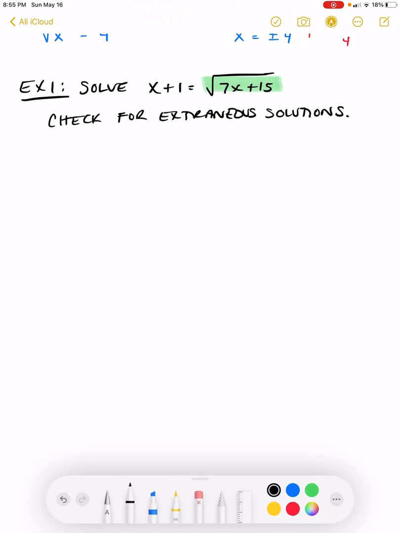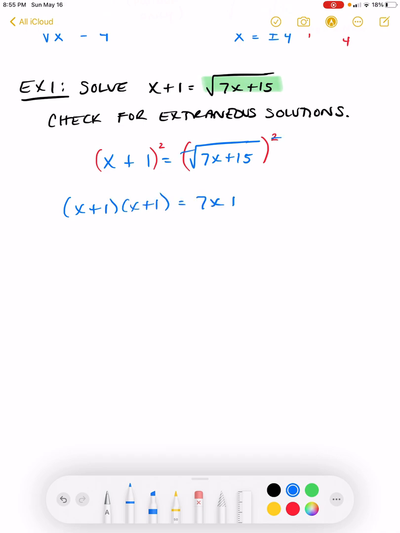So I'm going to go ahead and copy this problem down. If the radical was not by itself, then I would use addition, subtraction, or any algebraic means to get that radical by itself. So what we're going to do here is square both sides to cancel out that radical. The result here is going to be x plus 1 times x plus 1, and the square root cancels, and the result over here is 7x plus 15.